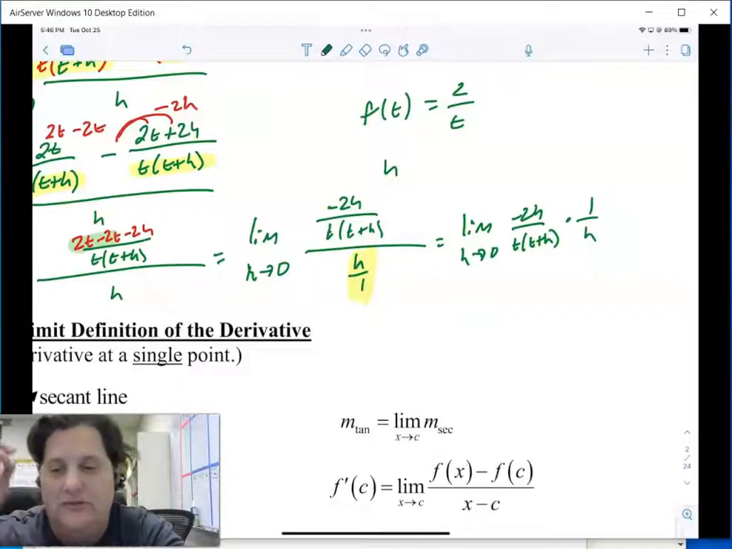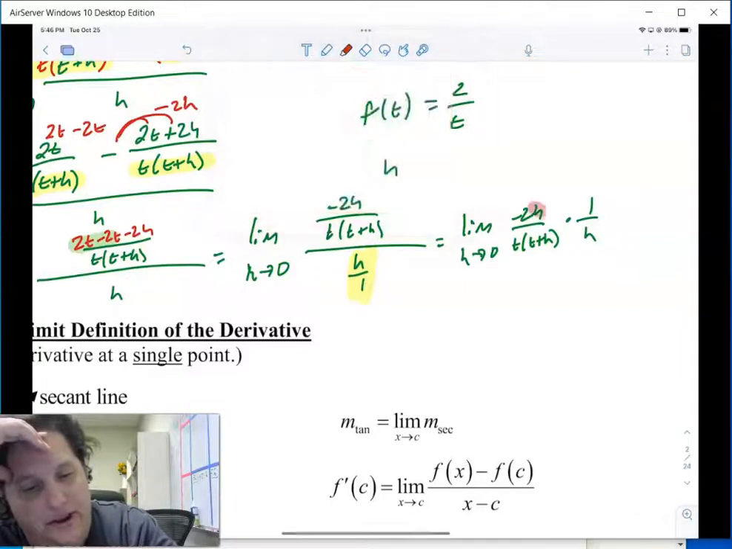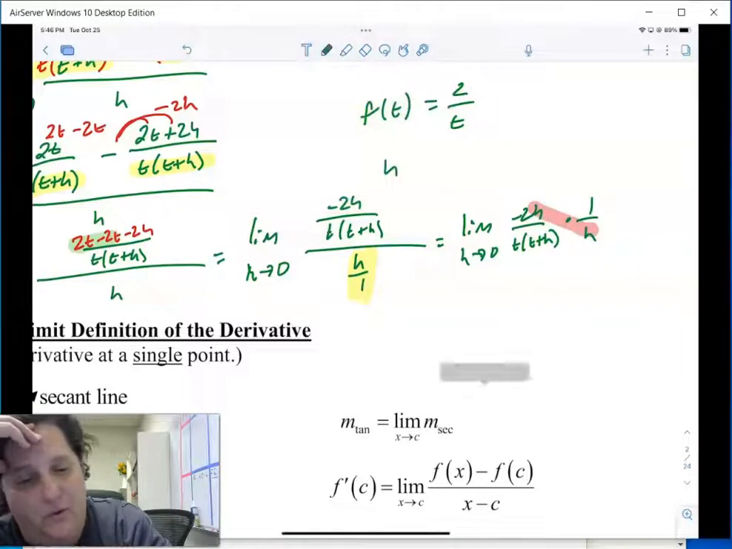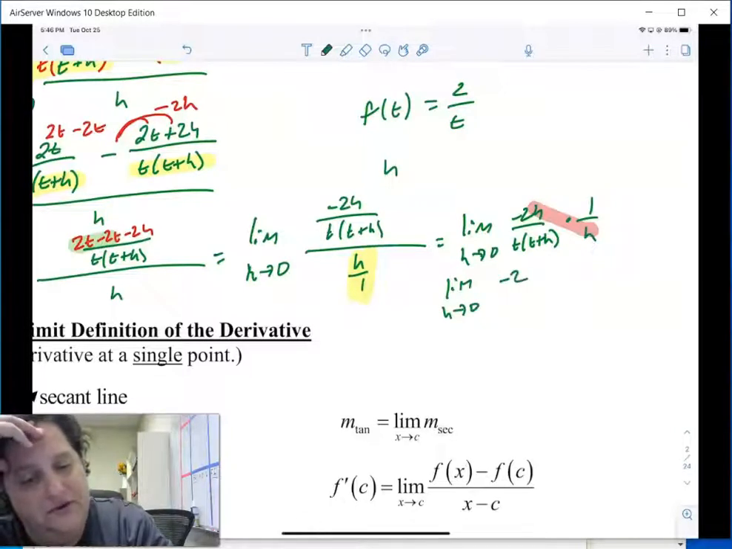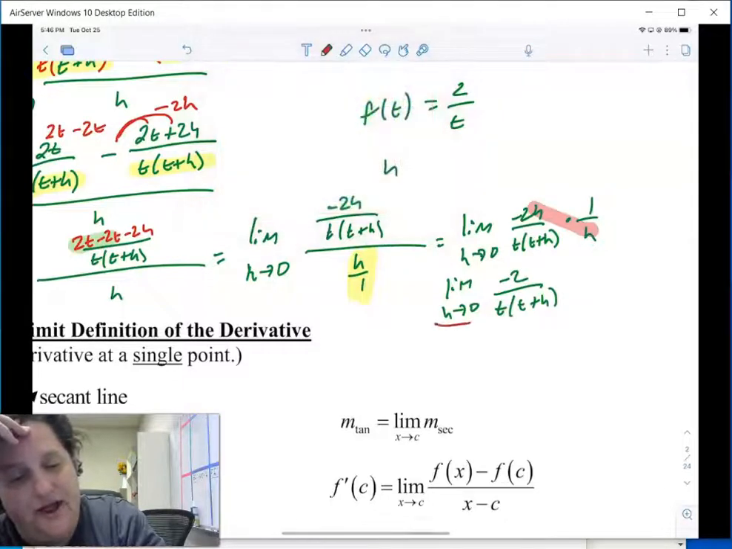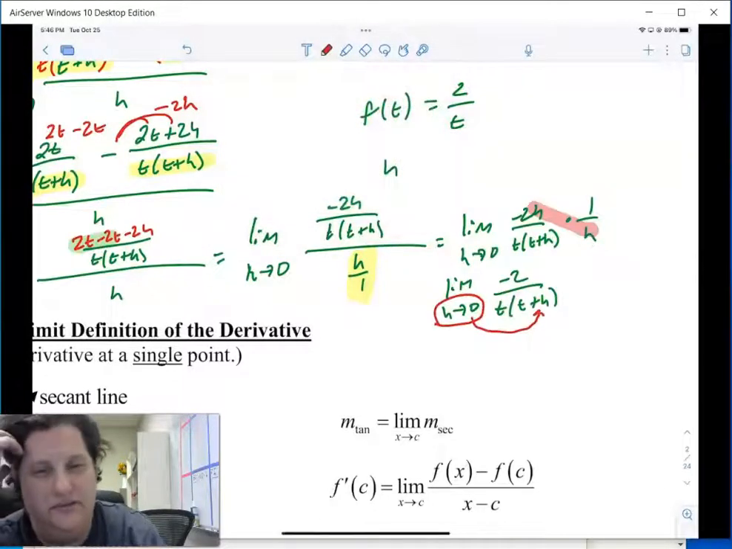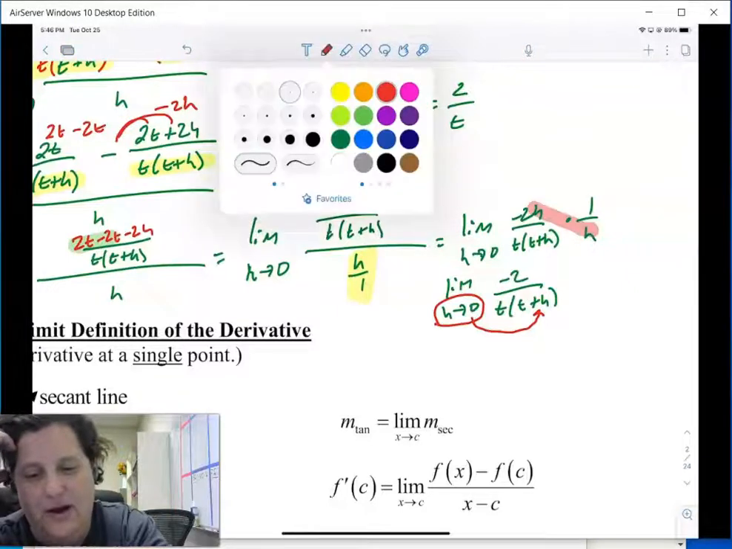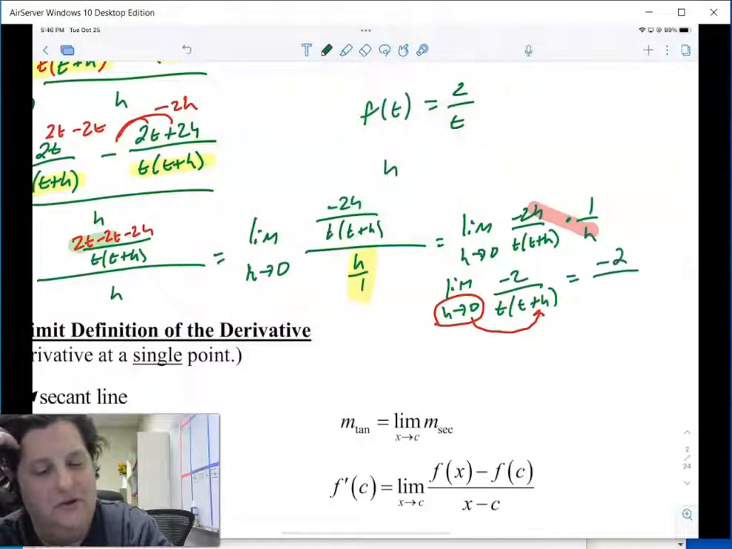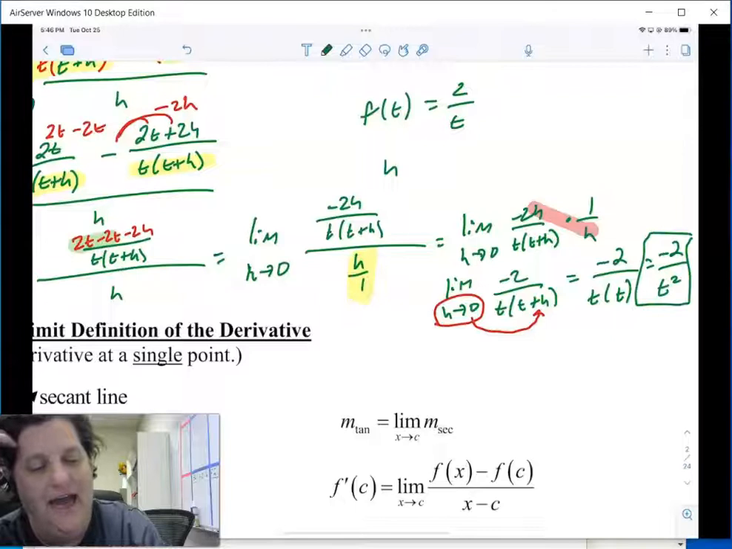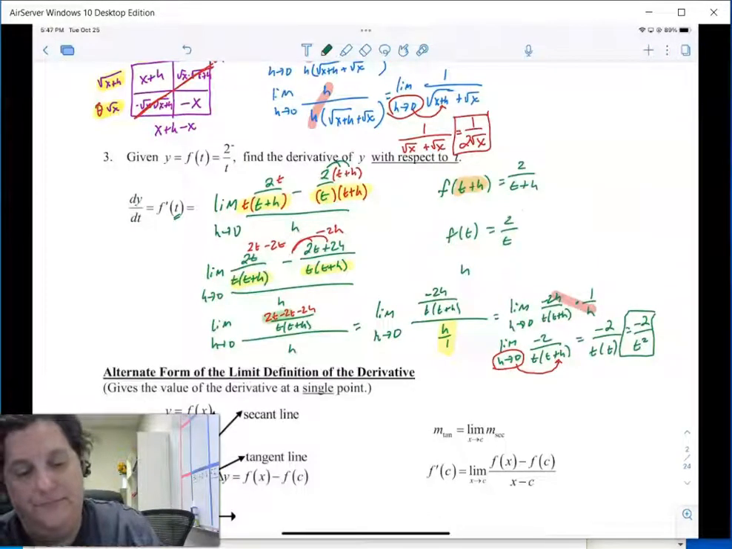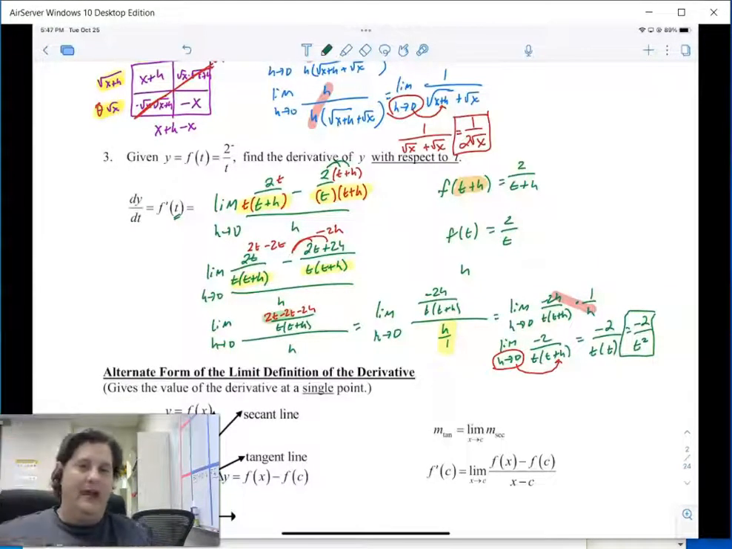And finally, do you see what happens? H is crossed out. That's literally the step that we wait for every time. Okay, so this is negative 2 over t plus h. The last step, I can plug in 0, once I cancel out that 0 over 0, okay? And so I get negative 2 over t times t plus 0, which is negative 2 over t squared. And that is the derivative of that. Negative 2 over t squared, okay?